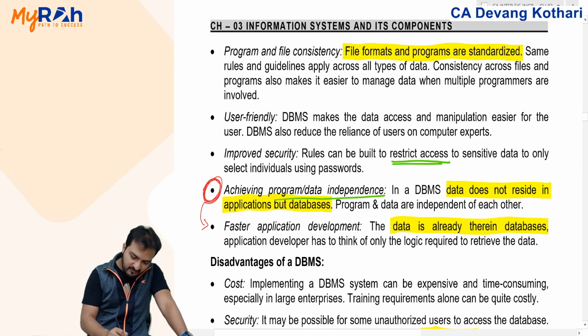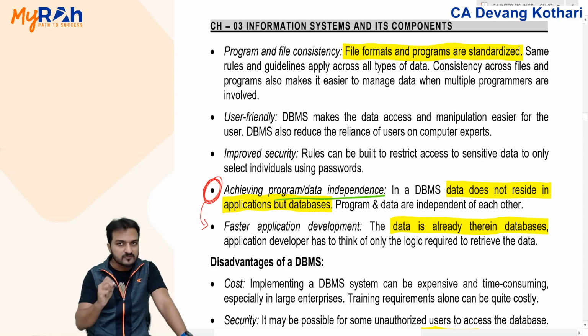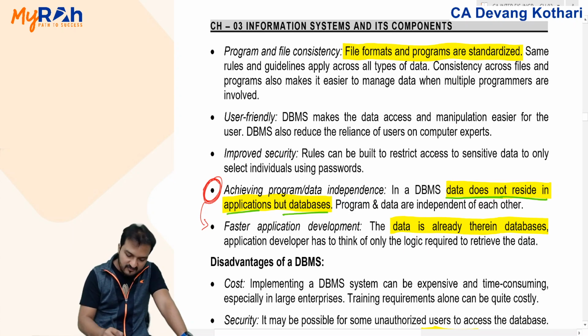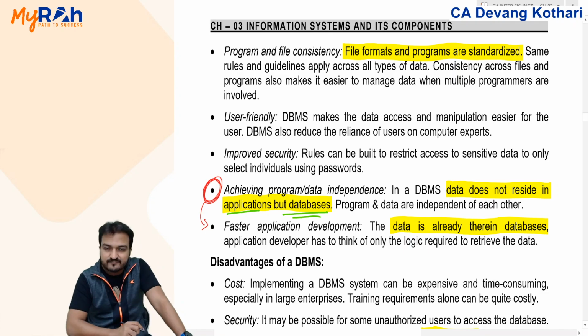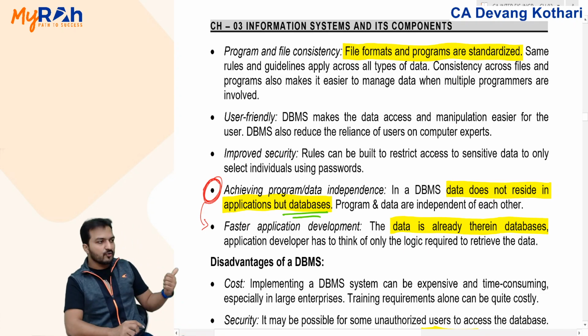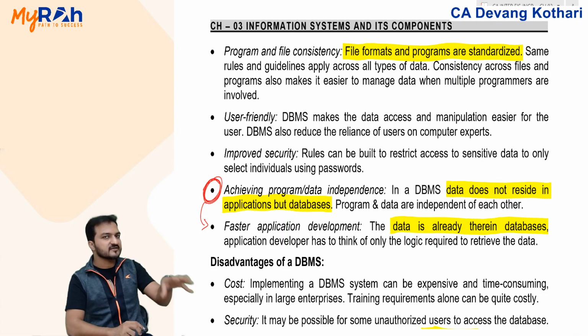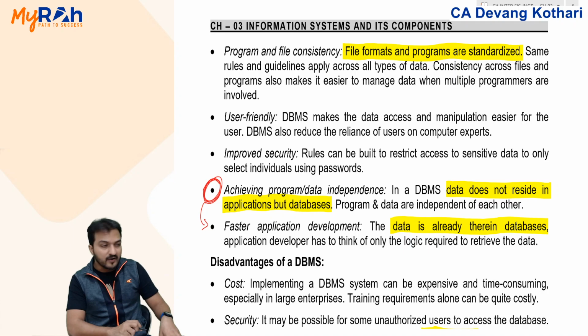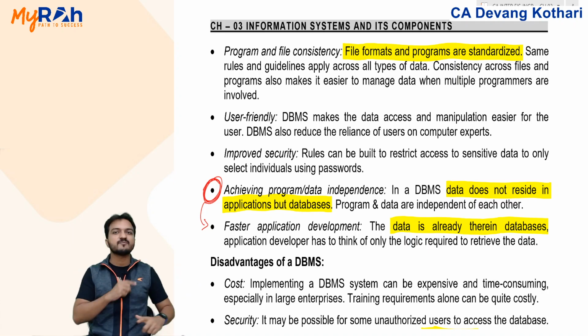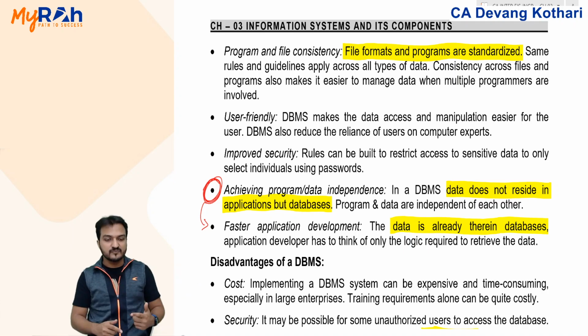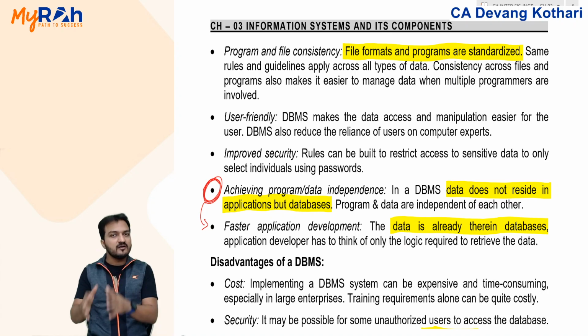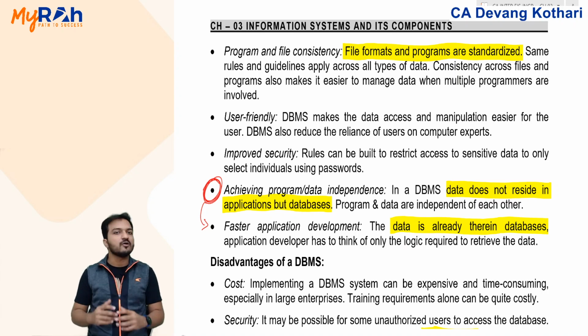Achieving program data independence. Now this is important. In DBMS, data does not reside in the applications. Rather, it resides in the database. For example, in Excel, if I have Excel data, then only Microsoft Excel can access that data. But data inside the DBMS can be accessed by any program. Yes, that means it creates data independence. Data does not depend on the program now.